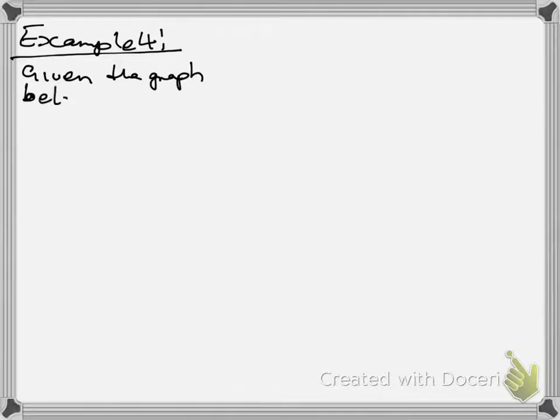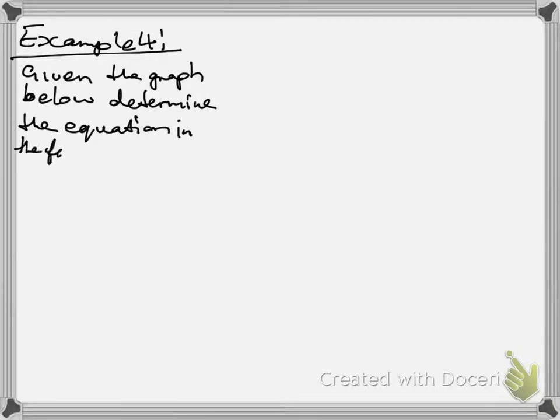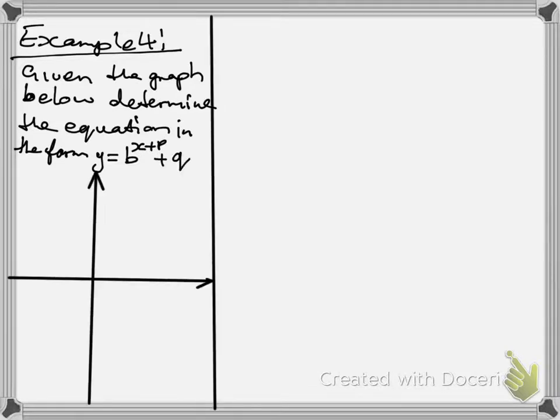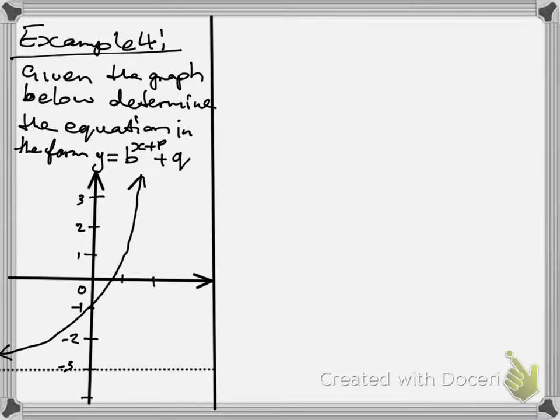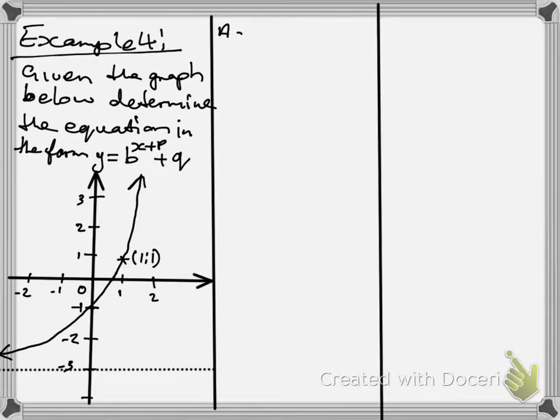Let's say you are given the graph, and they say find the equation. You are given the graph with all the asymptotes and all the intercepts, and then they ask you to find the function in the form y equals b to the power of x plus p, plus q. This is the graph which you are given. We have our asymptote and the intercept, and one more point, we've got the y-intercept. Now, we are going to just use the asymptote to find the value of q. We know that the asymptote is y equals negative 3, which means q is negative 3.